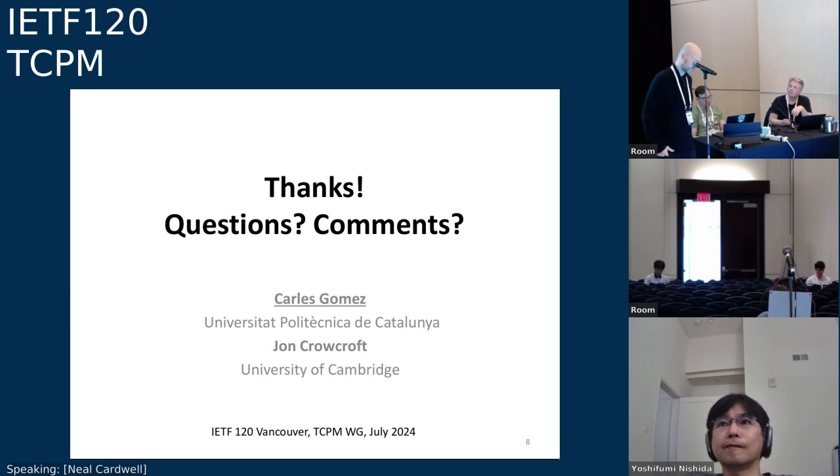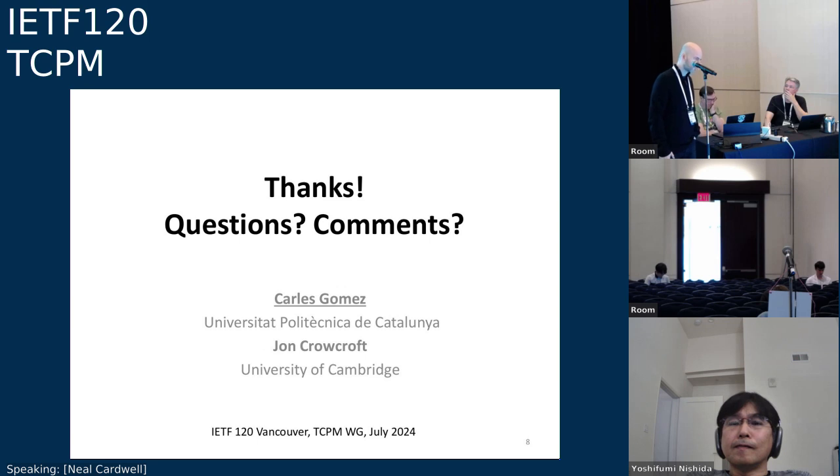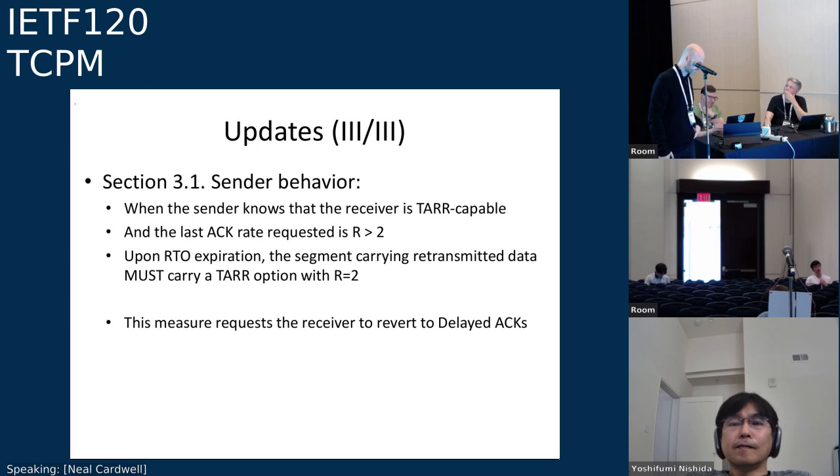So upon RTO, the idea would be to use a TAR value of 2, and I guess, can you remind me, that means every other packet, is that right? So was the recommendation that upon retransmission timeout, the data sender is asking the data receiver to acknowledge every other packet, like every 2 packets? Is that right?